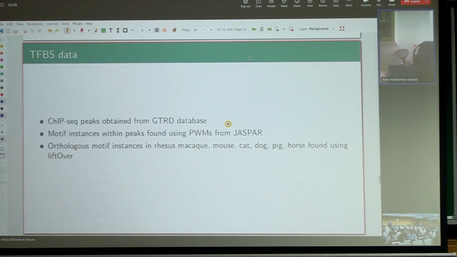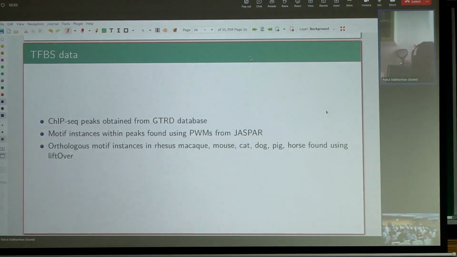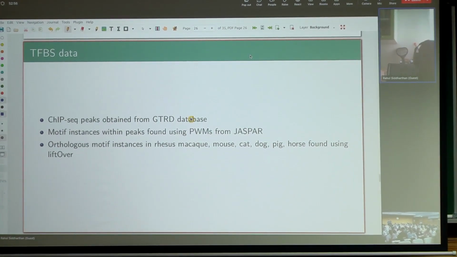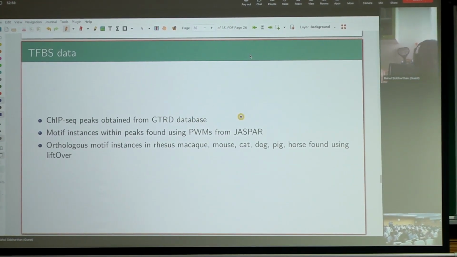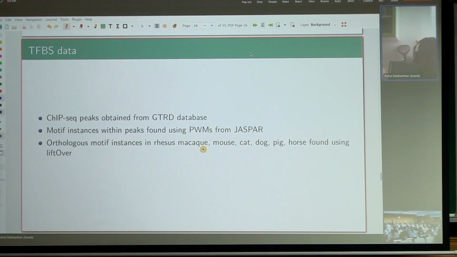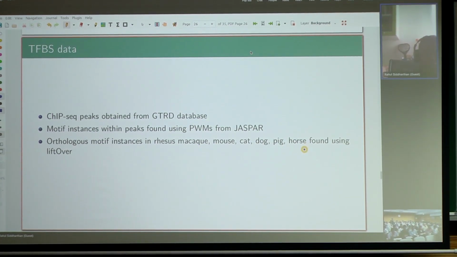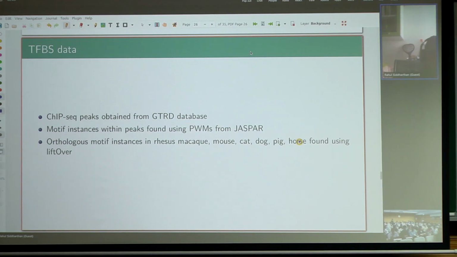And then we can ask a bunch of questions about how TF transcription factors evolve. So, Pavitra obtained these from the GTRD database of ChIP-seq data and found motif instances within these using PWMs of JASPAR and orthologous instances using liftOver. So at the end of it, for each transcription factor, you might have something like 50,000 sites in human for CTCF. But if you want to be sure there are orthologous instances in all of these, you might have something like 15,000, and in the range of 1,000 to 5,000 for most of the other factors we looked at.